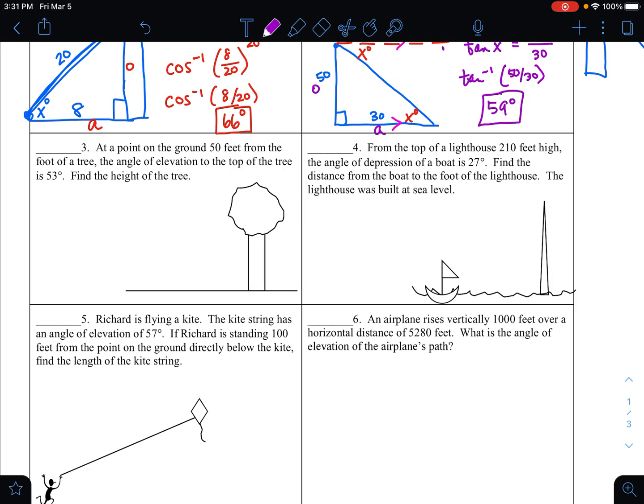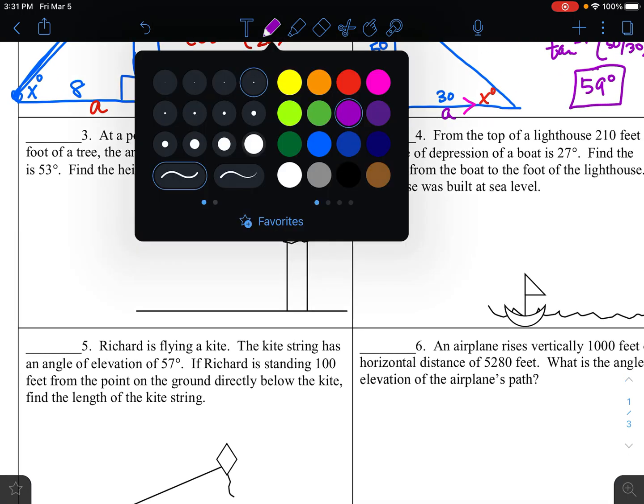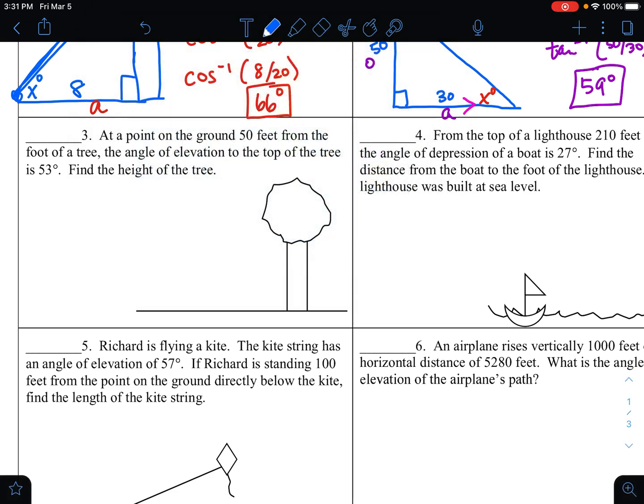Okay, let's maybe do 3 and 4, and then I'll have you do the rest on your own. It says, at a point on the ground 50 feet from the foot of a tree, the angle of elevation to the top of the tree is 53 degrees. Find the height of the tree.